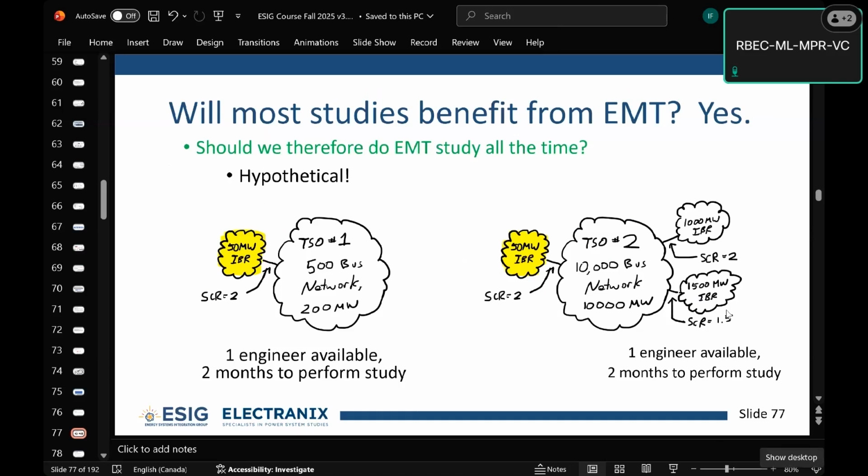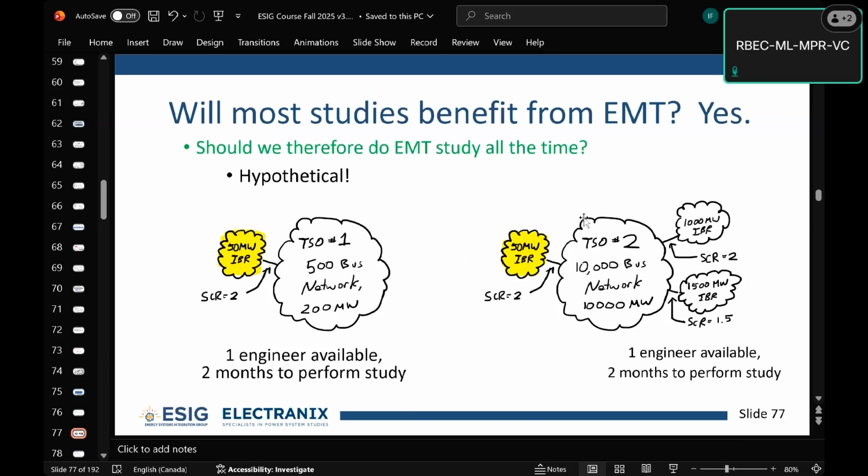So which one should study the 50 megawatt IBR? Of course, it's the same plant, the same risk that that plant will go unstable, the same benefit that can be derived from the study, but one of them has bigger fish to fry, right? And so they're going to focus their efforts on the more difficult one. So these are the same situation where your utilities have to make a different decision about what to do related to EMT studies. They have to focus their effort.